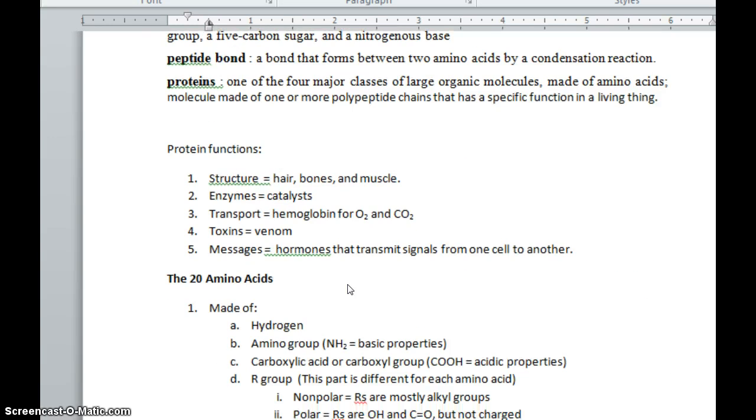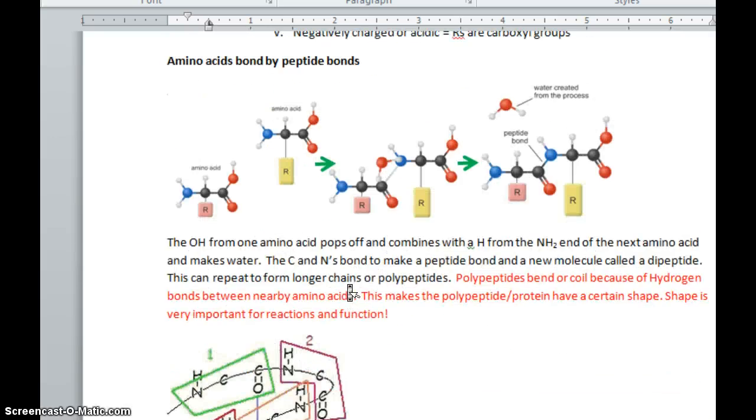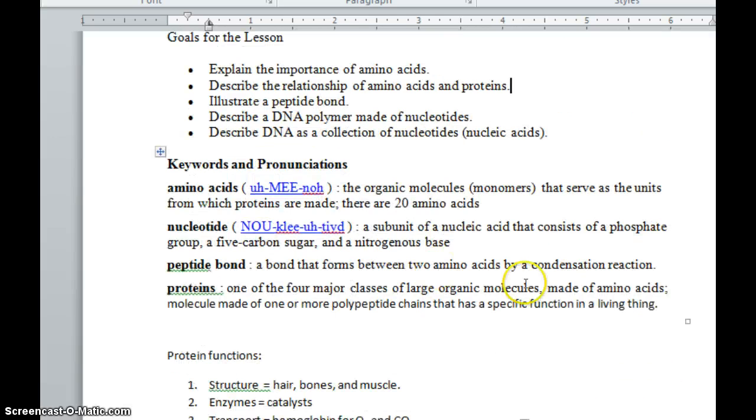And then I also added farther up into our definition of a protein, there it is: a molecule made of one or more polypeptide chains that has a specific function in a living thing.